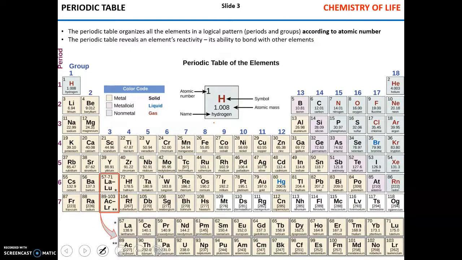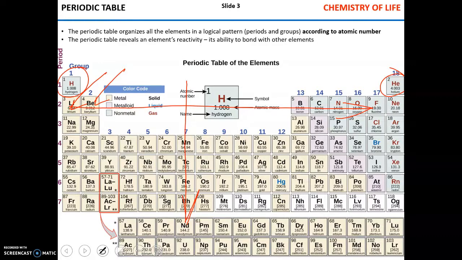Elements that we know are organized in what is called a periodic table of elements. It's a logical pattern consisting of horizontal periods and vertical groups. Elements are organized according to their atomic number. The atomic number of hydrogen is 1, helium is 2, lithium 3, beryllium 4, and so on and so forth.